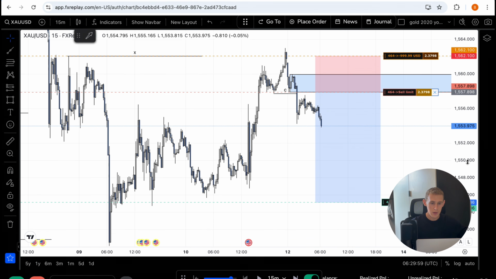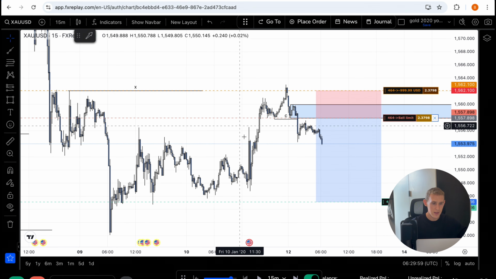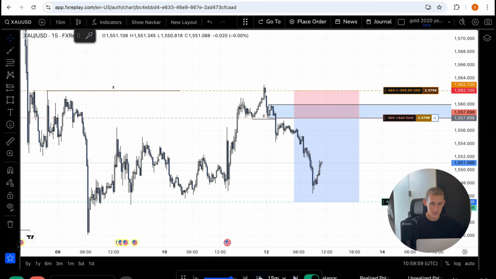Notice as well here, if you were trying to buy, there's not really anything here to buy from, which is another confluence I sometimes use.